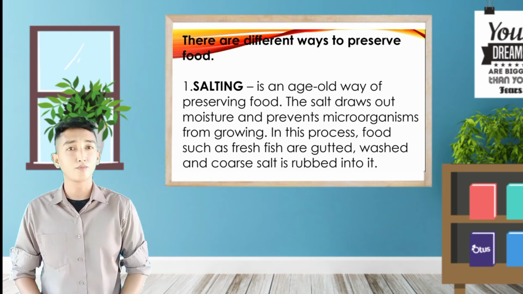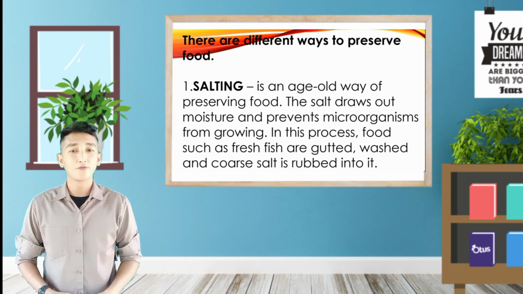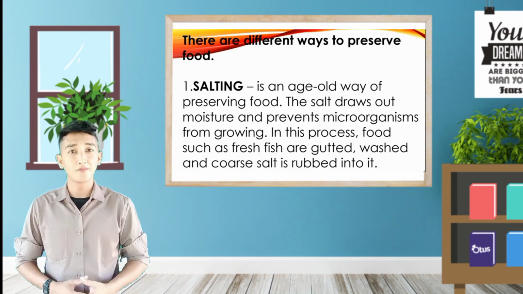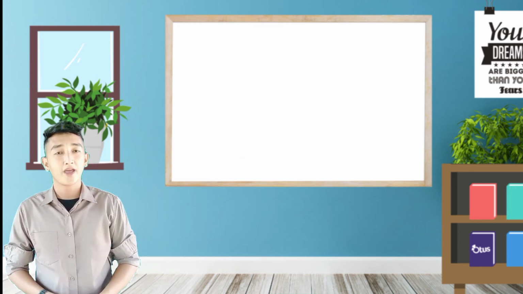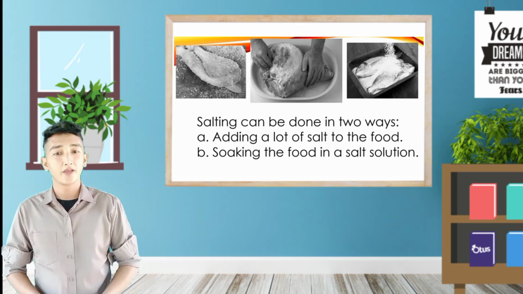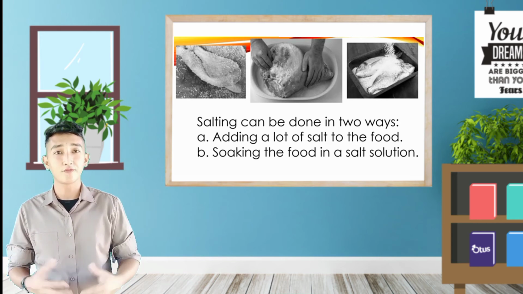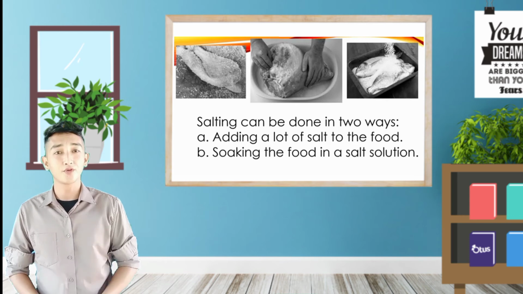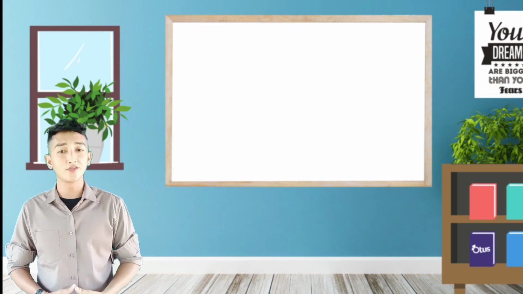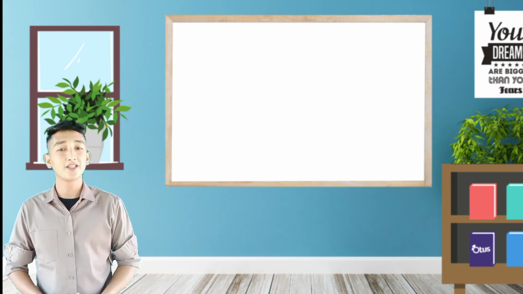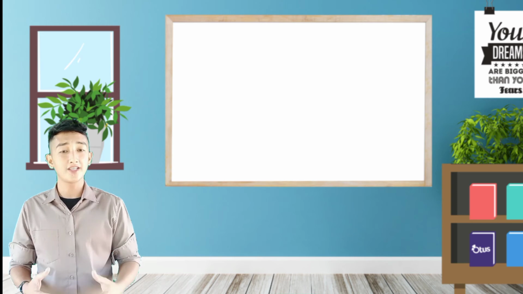The salt draws out moisture and prevents microorganisms from growing. In this process, foods such as fresh fish are gutted, washed, and coarse salt is rubbed into it. And salting is the easiest type of preservation. And salting can be done in two ways. First, adding a lot of salt to the food, and last, soaking the food in a salt solution. Bacteria and fungi cannot grow in a salty condition, hence, salted foods last longer. Salting will change the taste, the color, and destroy food nutrition.